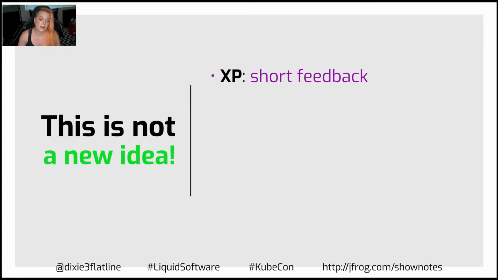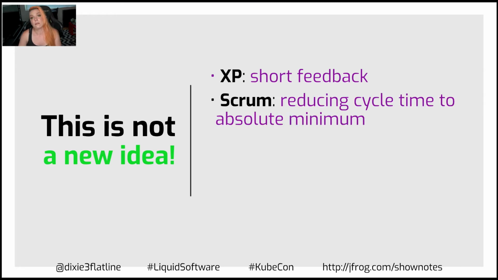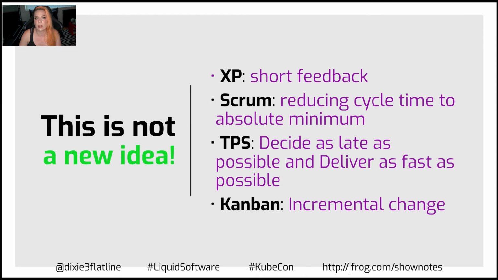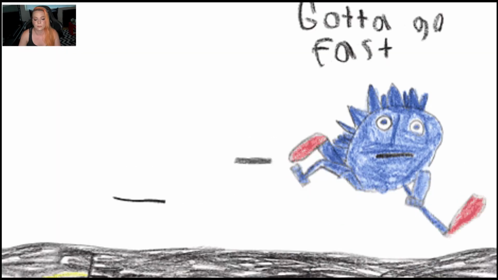In the 1990s, the concept of extreme programming was hot. Extreme programming advocated for rapid feedback, which meant releasing faster and more often. And then Scrum showed up, and it wanted to reduce cycle time to the absolute minimum. And Toyota Production Systems said to decide as late as possible and deliver as fast as possible. And then Kanban said to push smaller, more incremental changes. All of these translate to, dear God, please, please, please release faster. It is not really a new concept.